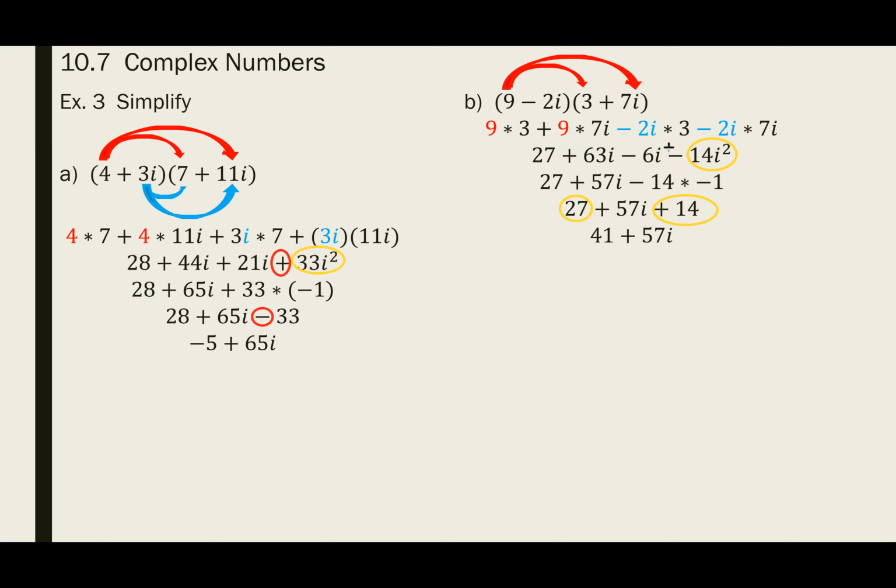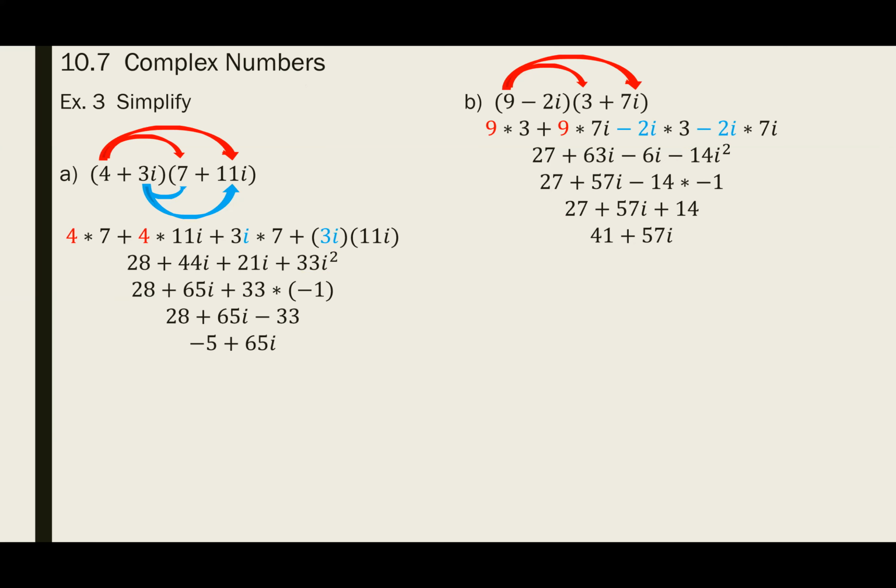Basically, again, -14 i square, because of the i square, we change it to a positive 14. And that's technically what we're doing. Positive 33 i square, we change it to become a -33. So in our problem, or in our FOIL, when we multiply this complex number, the only new item is the i square. You change the sign of the constant in front of it because you multiply by a -1.